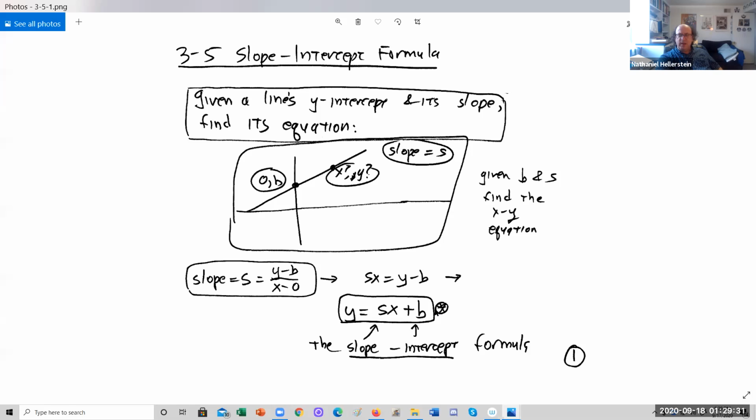Usually, for some reason, the books will give it as y equals mx plus b. Somehow m is a symbol for it. Why they choose that symbol, I have no idea. I asked around. Some people say, does it mean measure? Measure of what? I prefer s, because s is for slope. Whatever. All right.